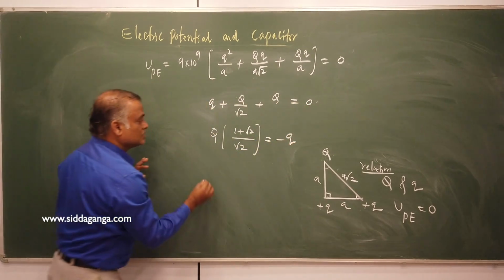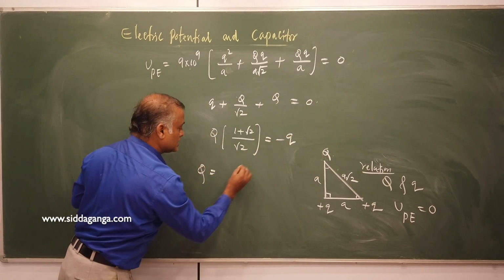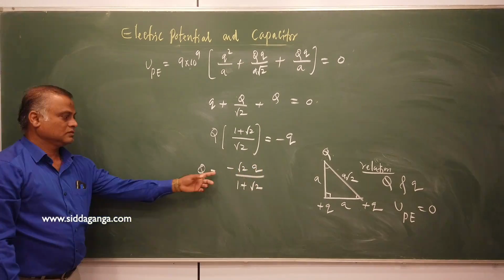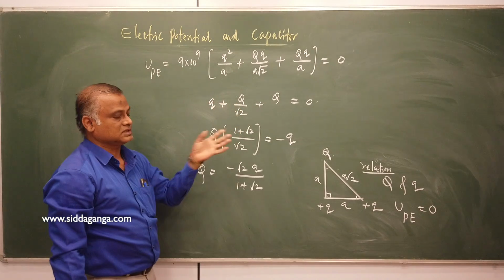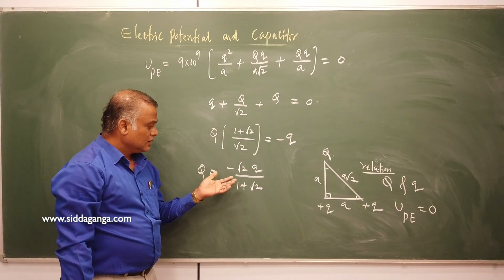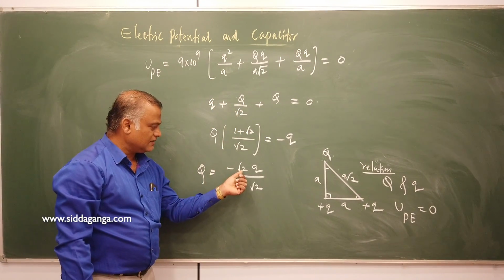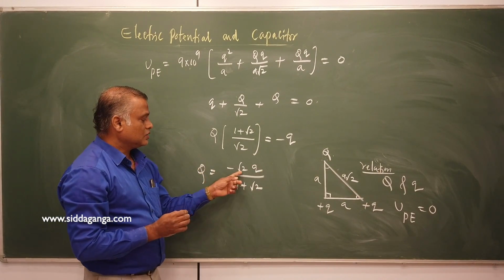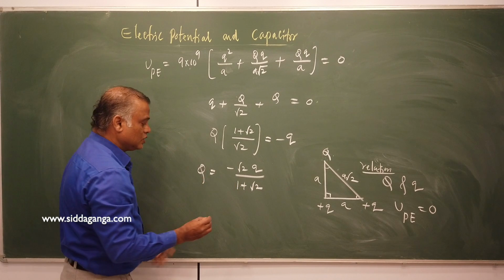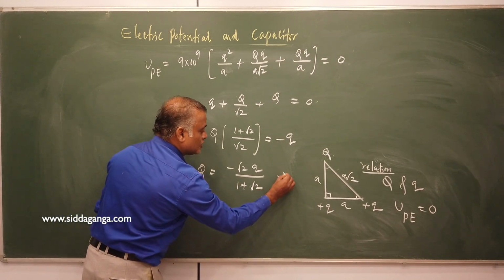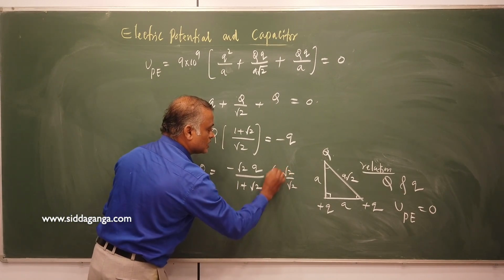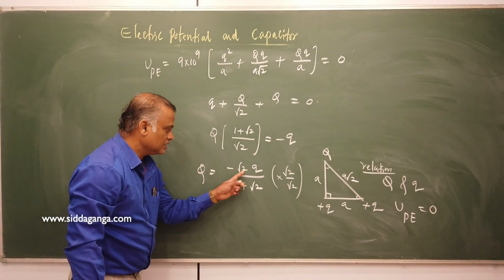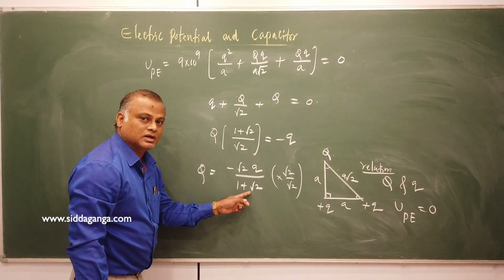Minus q. So therefore q is equal to, take it to the right side, minus root 2q divided by 1 plus root 2. In entrance papers you will get such a problem. In some papers they may differ the answer. Say here root 2q divided by 1 plus root 2. What they do is multiply and divide the numerator by root 2. This is what I am giving extra for you. Out of 4 options, if it is there, it is your goodness.